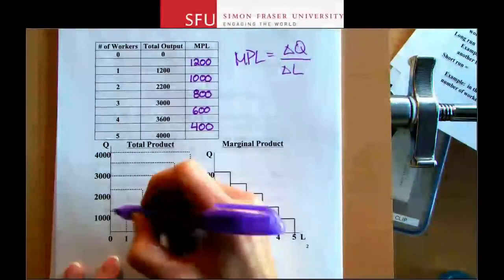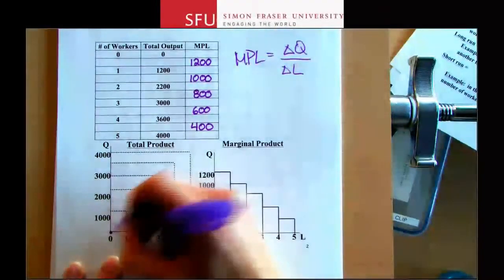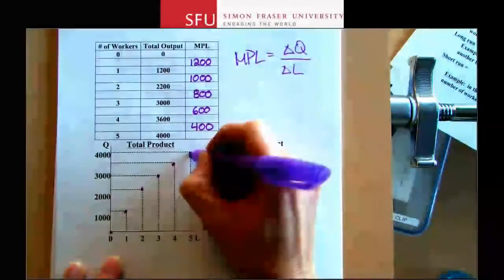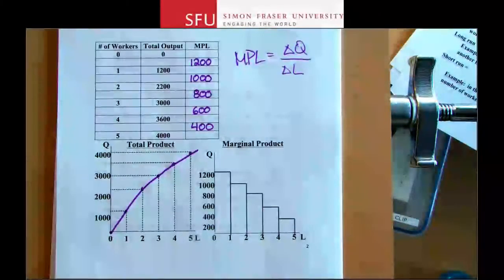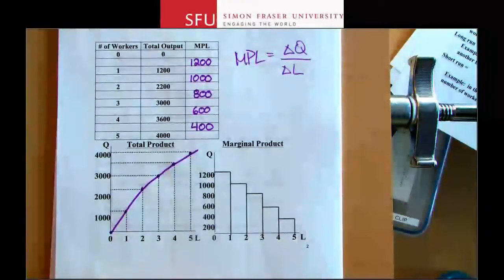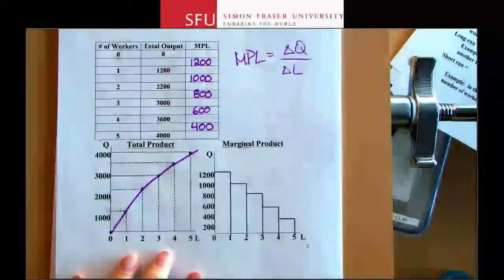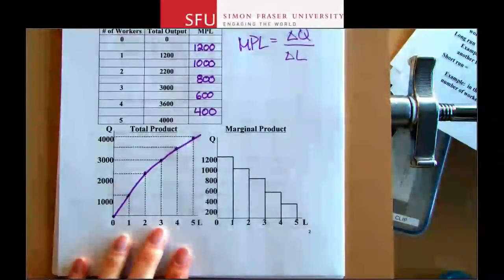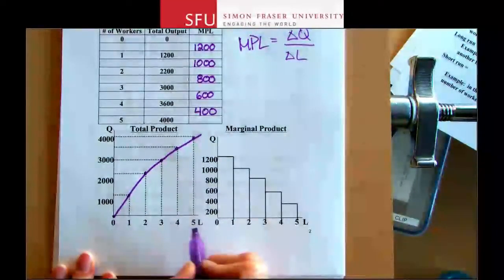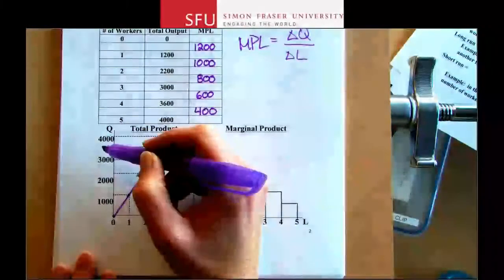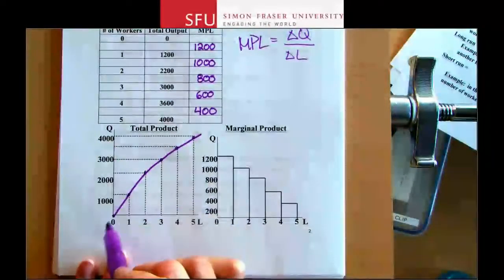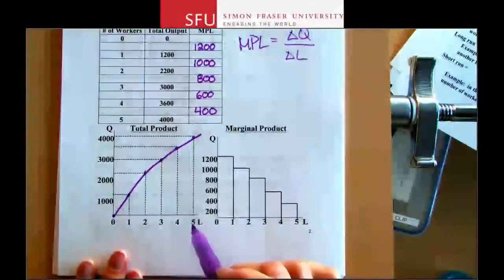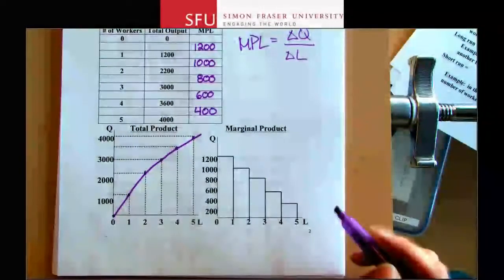So now the curve. The total product curve goes up at a decreasing rate, right? Total output goes up, but by a smaller and smaller amount each time when you hire more workers. Notice on the graphs here that we have labor on the horizontal and quantity on the vertical. These are the only graphs where you have quantity on the vertical, because we're showing the output as a function of the amount of workers. And then marginal product goes down.